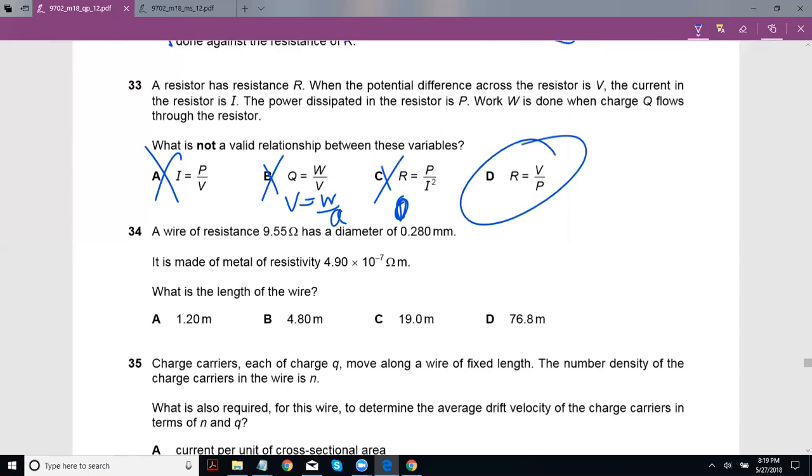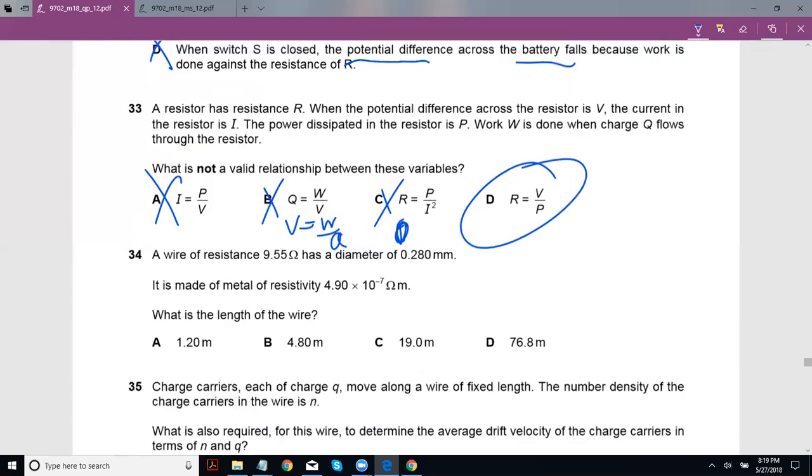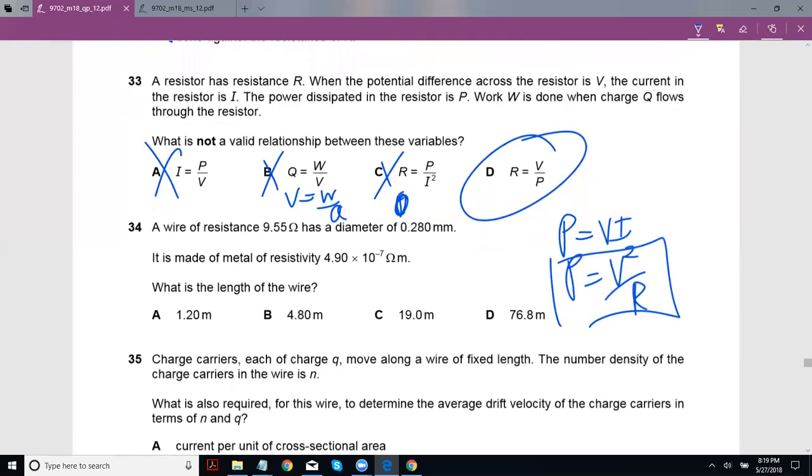And this is the one that's not valid. Basically, we know that P is V squared upon R, not V upon R. So if P is VI, that gives you P is V squared upon R rather than P is V, which does not match, so D is not valid.